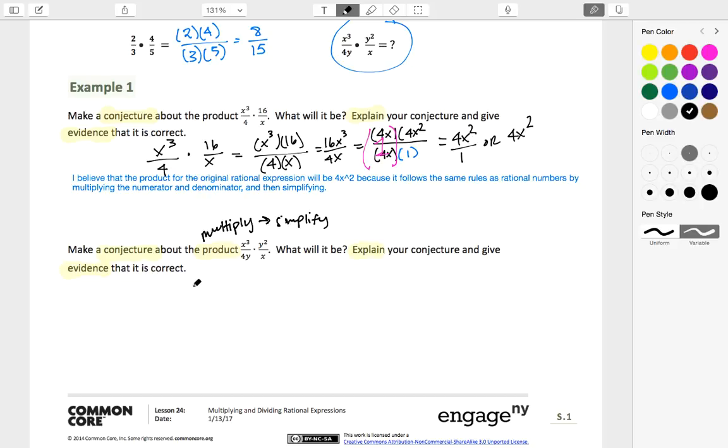All right, so I'm going to do the same process, but with just different expressions. So I have x to the third over 4y times y squared over x, and then I would get x to the third y squared over 4yx, okay? Now my goal is to apply the property of 1 eventually, so I'm going to expand this. I'm going to do x times x times x times y times y, and then I'm going to have 4 times x times y, okay?